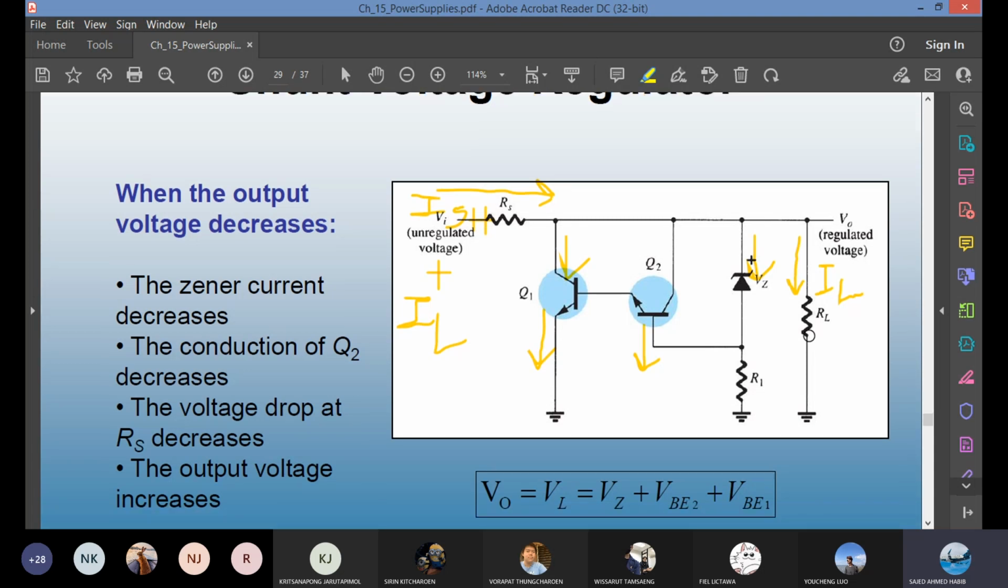This is what happens stage by stage. When the output voltage decreases, Zener current decreases. Q2 conducts less, Q1 conducts less, which means it is pulling less collector current, which is the shunt current, which means the voltage drop across RS will also decrease, and you have more load current to provide, then you can bring the voltage up. We will use the same equation for output: Vout equals VL, which is VZ plus the base emitter drop of the two transistors, VZ plus VBE2 plus VBE1.